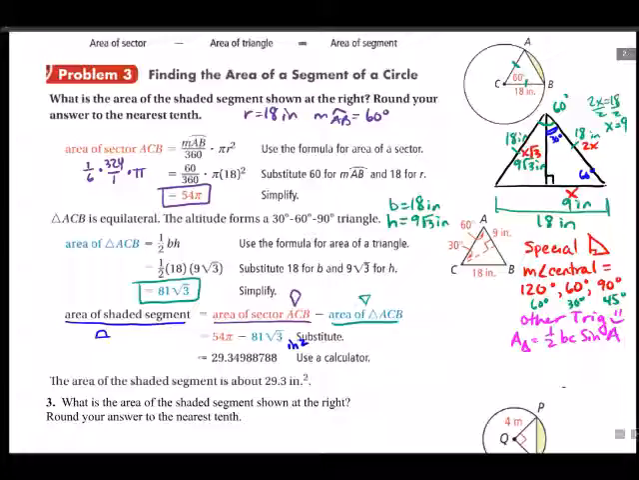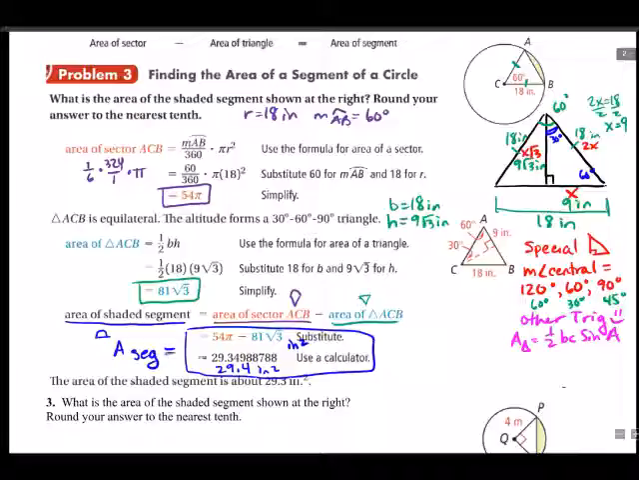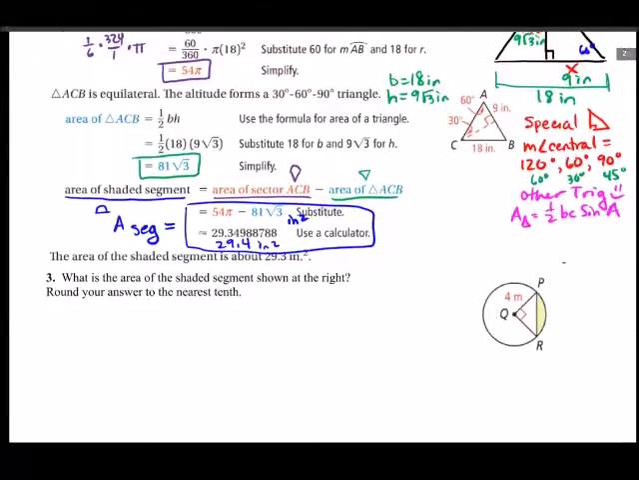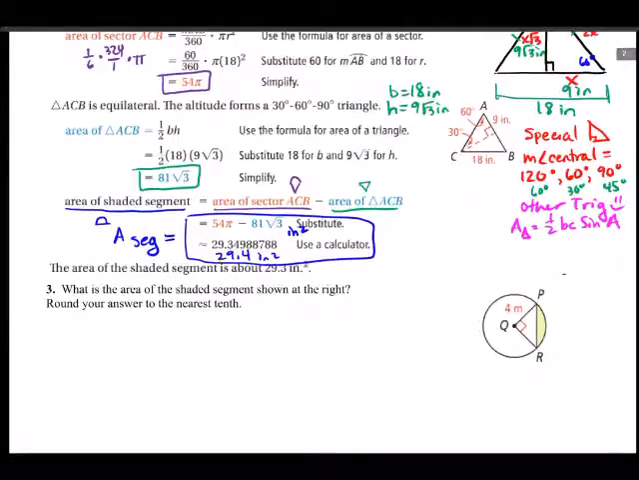Or we can always put it all into our calculator, and your calculator knows how to deal with this. You just put in 54 pi minus 81 square root 3, enter, and we would get 29.4 inches squared. So this is the area of our segment, our nice little pizza crust. Both of those are the same answer. And we are here at the end. It's your turn. Do the last problem.